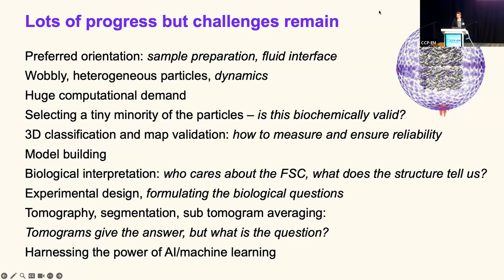Obviously, there's lots of wobbly, heterogeneous stuff. And the most interesting things are the most wobbly and heterogeneous. Those are the things that are doing things. So that's where a lot of effort is going in, and it should go in. You need a lot of computers. One thing that we have worried about over the years is, especially when we're doing this classification where we're really only coming out with a tiny subset, is this biochemically valid? We're taking a tiny minority of the sample to make our structures. I think with these new methods of looking at the continuous heterogeneity and so on, that probably helps with that, but we certainly do that quite a lot.